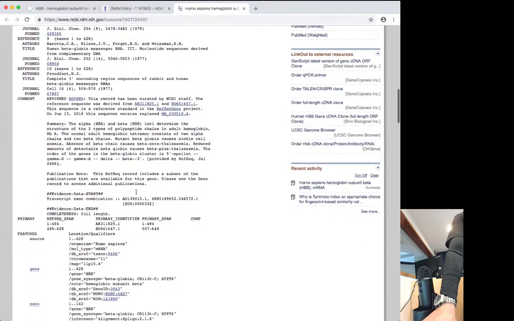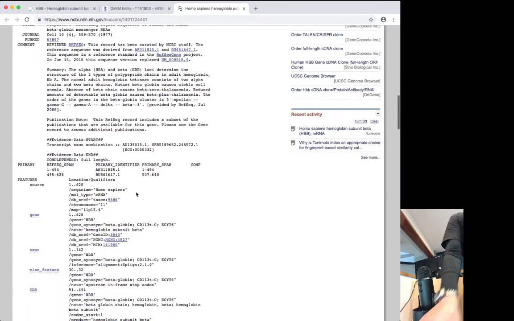Can we easily find a rating for the quality of the data? Not really. At best, we have this comment. This record has been curated by the NCBI staff. The reference sequence was derived from this and this. This sequence is a reference standard in the Genome Project. On June 13, 2018, this sequence was replaced by another.